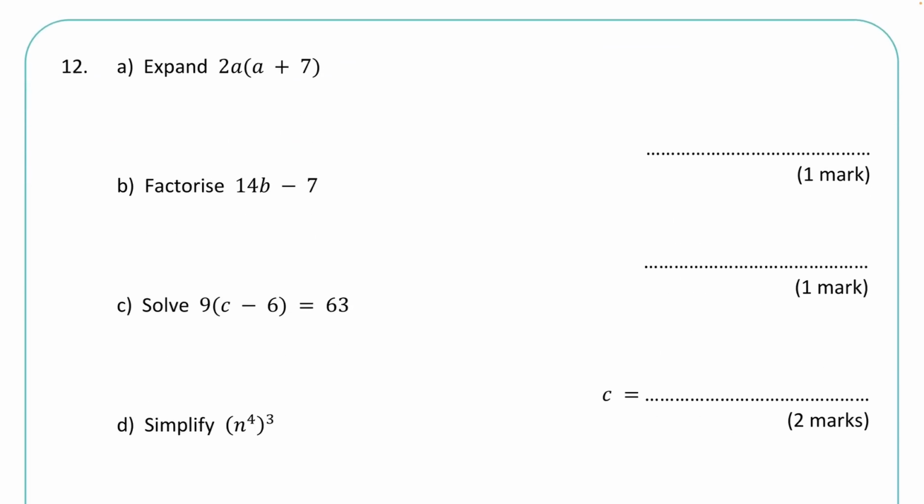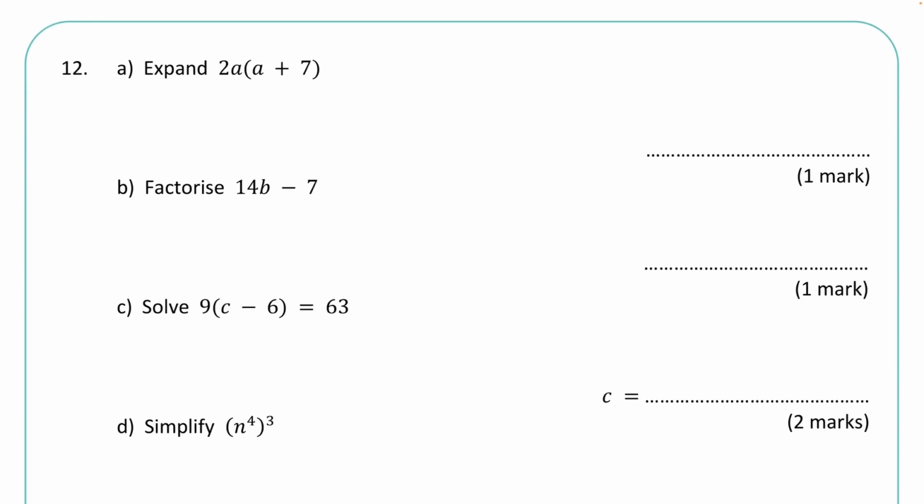Next question, we have some algebra. We have expanding a bracket in our first question. So when we are expanding a bracket, just remember that we need to expand or multiply both things within the bracket. So we'll start with 2a multiplied by a. That gives us 2a squared. And then we have 2a multiplied by 7. And that gives us 14a. And we just keep that symbol the same. So keeping that plus symbol in between.